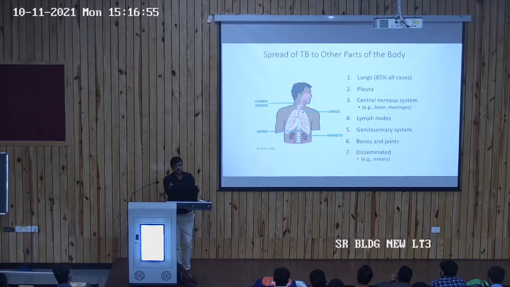Spread of TB to other parts of the body: basically it's a respiratory disease, so lungs will be involved in 85% of all cases. Then it can involve pleura, central nervous system, lymph nodes, genitourinary system, bones and joints, and it can lead to disseminated disease, meaning involving many organs in the body.